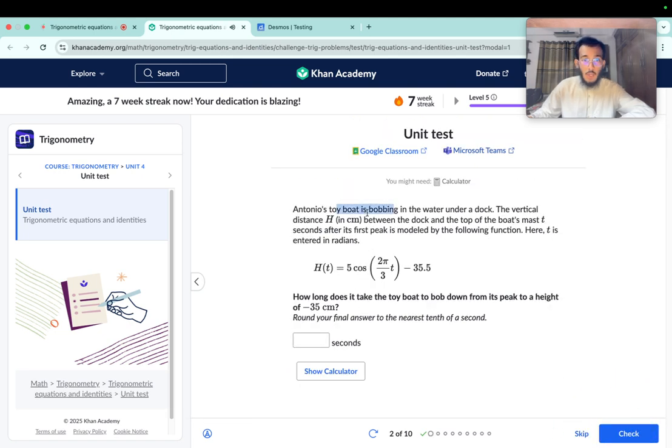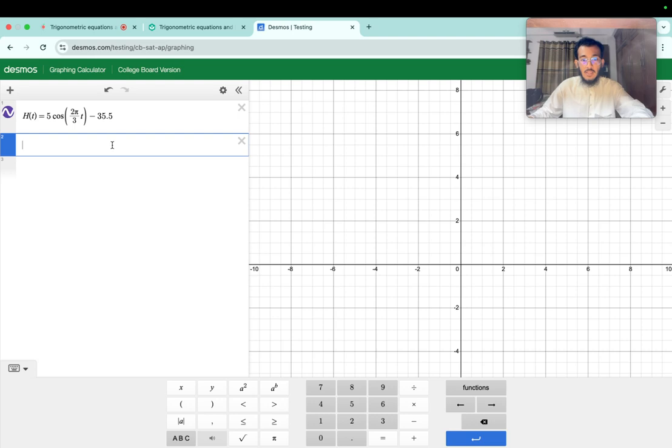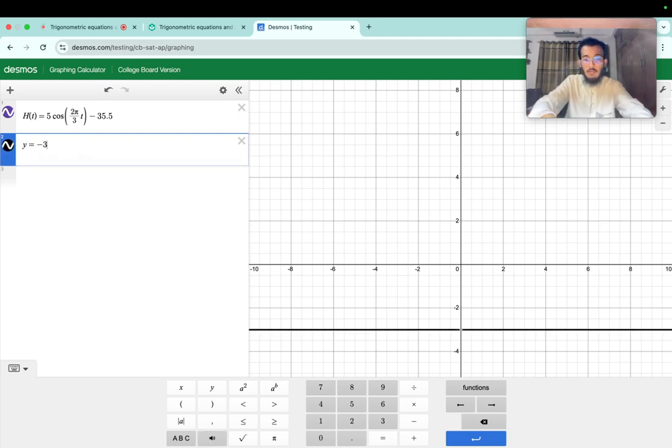Antonio's toy boat is bobbing in the water under a dock. The vertical distance h in centimeters between the dock and the top of the boat's mast t seconds after its first peak is modeled by the following function, where t is entered in radians. How long does it take the toy boat to bob down from its peak to a height of negative 35? So we want a height of negative 35, right?